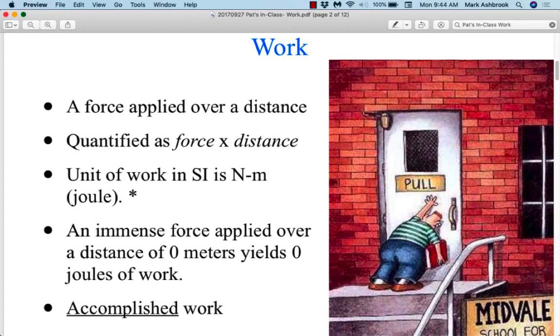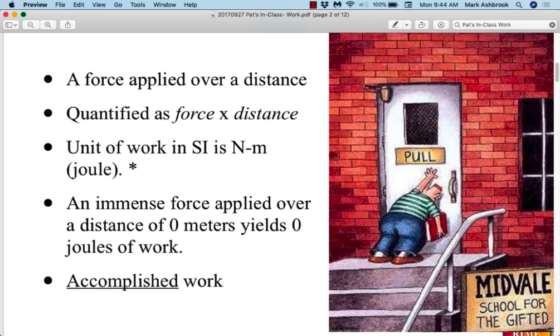So this is Midvale School for the Gifted. If work is force applied over a distance, then how much work is our bright student here exerting? He's pushing really hard on that door. A lot of work? No, zero work, right? Zero work because work is force applied over a distance. It's force created to move something. So even an immense force applied over zero distance yields 0 joules of work.